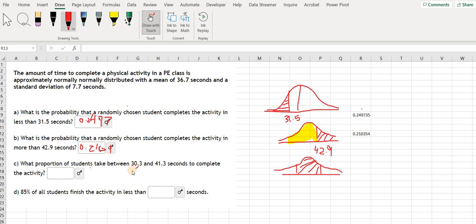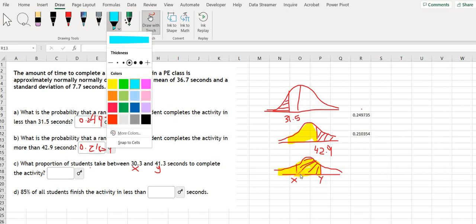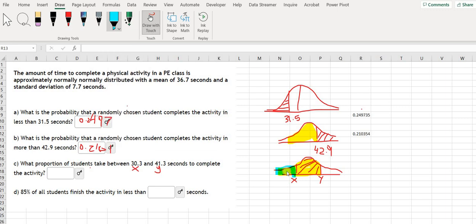I'm going to name this X and this Y. So here is X, and here is Y. Notice how Y is bigger than X, which means if I find the entire area to the left of Y, and then find the entire area to the left of X, and say the yellow area minus the blue area, which now turned green because of the mixing of colors, then I will get the area in between X and Y. So that is exactly what I'm going to do here.